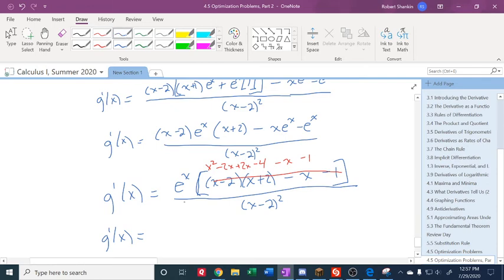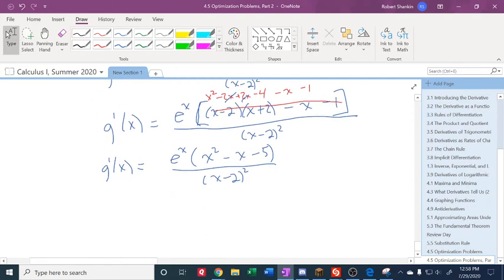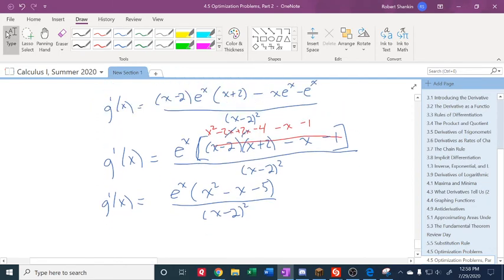And then this is e to the x squared. These two cancel out, you get this minus x. Minus 4 minus 1 is minus 5 over x minus 2 squared. So that's probably as simple as I can get it, right to here.